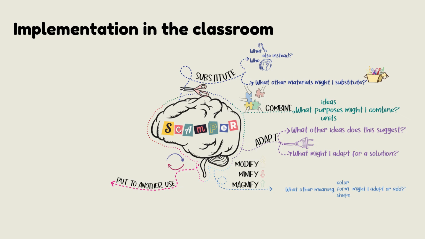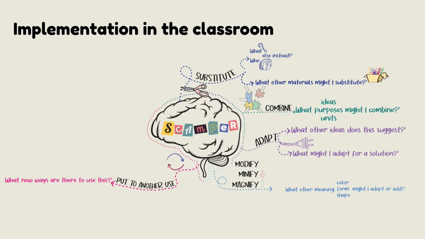P stands for put to another use. Think of how you might put a product or process to another use, or how you might reuse something from somewhere else. Typical questions are: what new ways are there to use this? Might this be used in other places? Which other people might I reach? To what other users might this be put once modified?